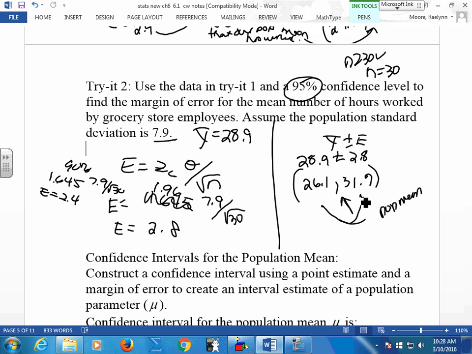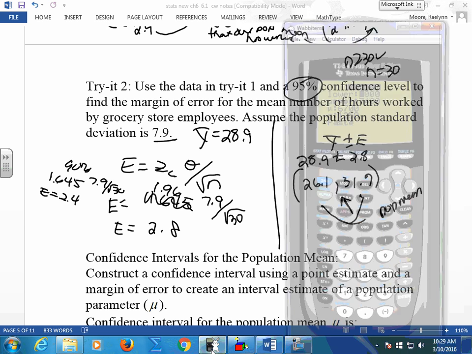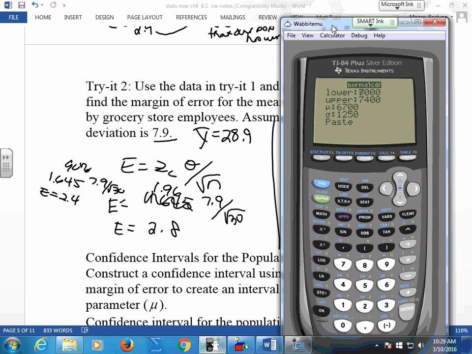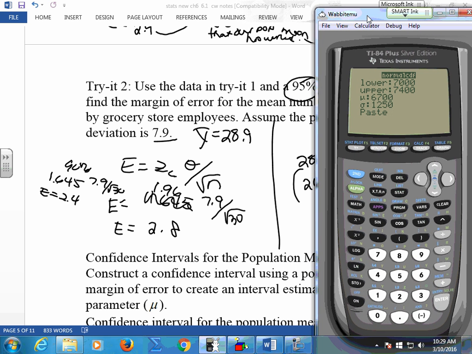Now, here's where I like the calculator. Your calculator has a very nice function for this one. I just have to find it.